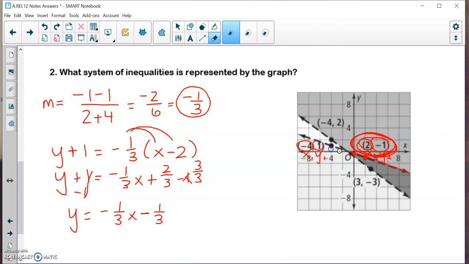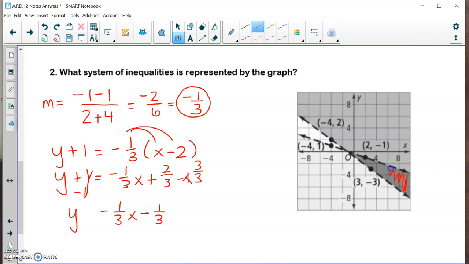This is an inequality. It's a dotted line, so I'm going to change my equals sign, and my inequality symbol is not going to have an equal to symbol in there since it's a dotted line. The double shaded region is right here, so that actually lies below this red dotted line, so it will be a less than symbol. This is one of the two inequalities.